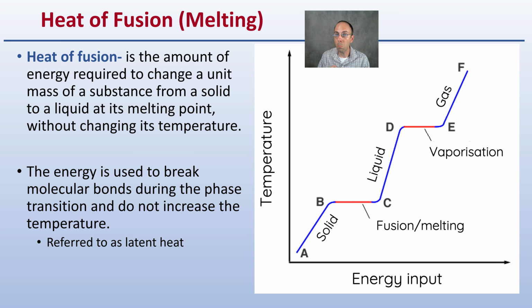This heat of fusion, this melting phase, going from the solid to the liquid, the energy is used to break molecular bonds during the phase transition, and does not increase the temperature, at least initially, referred to as latent heat. Now, if we keep adding heat, then of course, yes, that liquid will start to rise from 0 to 1 to 2 to 3 upwards in temperature, but during that actual heat of fusion or that melting phase, the temperature is flatlined here, not really changing, but the phase is.